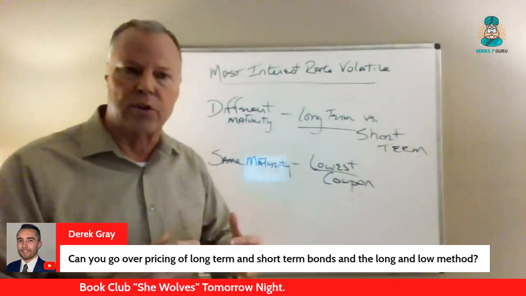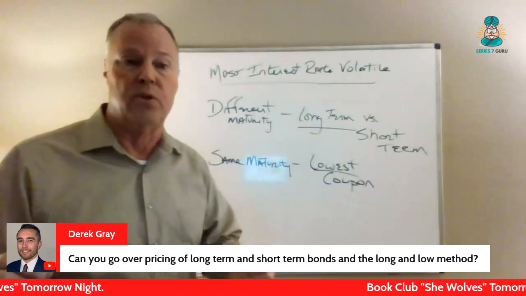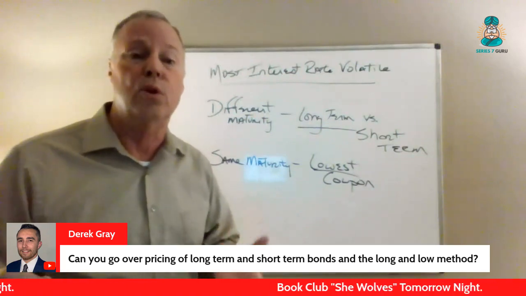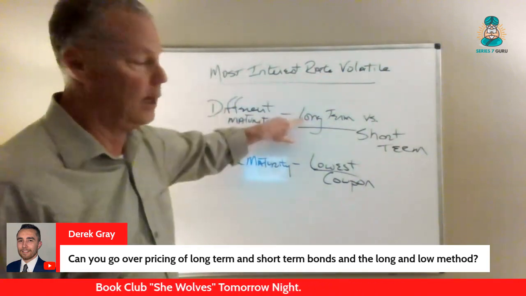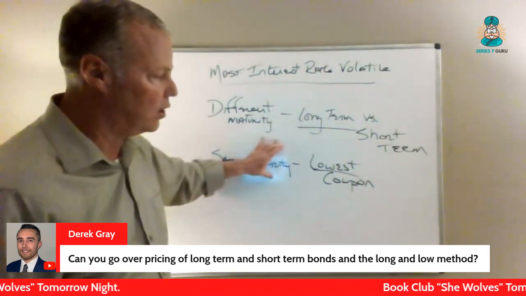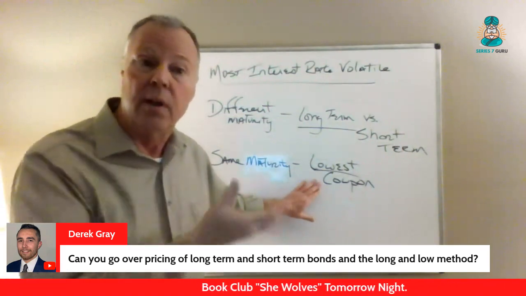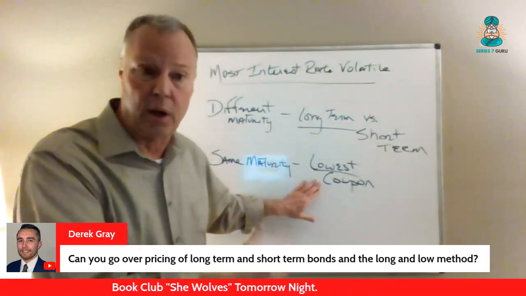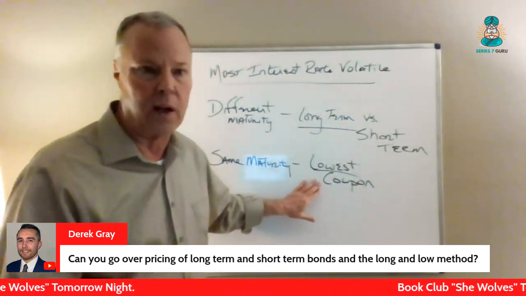If you look at the answer set and they all have the same maturity date, then you simply choose the one that has the lowest coupon rate, right? So again, if the answers have different maturity, it's the long-term bond that's more volatile. If they have all the same maturity, then it's the bond with the lowest coupon, such as, that's why the zero coupon bond, because it's zero, is most volatile.